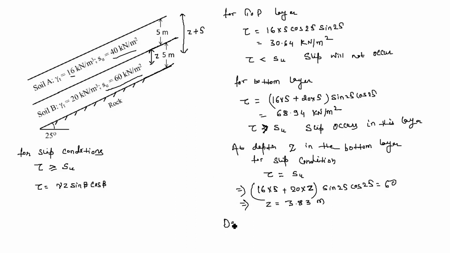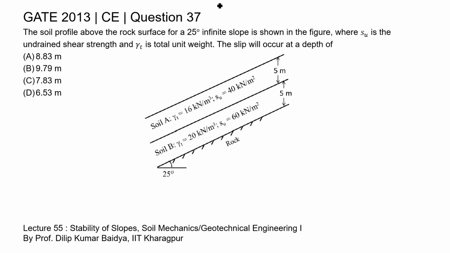So the depth from the top is Z plus 5. The required depth which we are finding is 3.83 plus 5, which is 8.83 meter. So we can say at the depth of 8.83 meter the slip will occur, which is given in option A. So option A is the correct answer for this question. Thank you.